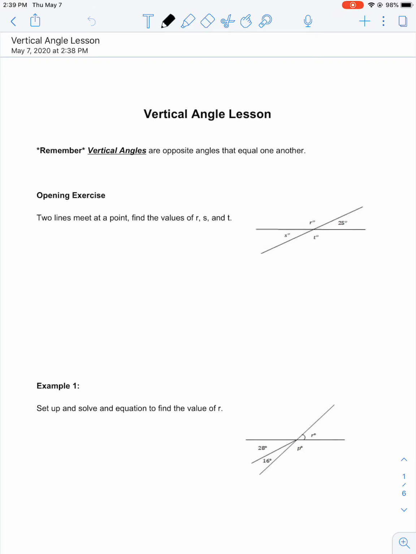This is our vertical angle lesson. Remember, vertical angles are opposite angles that equal one another. Two lines meet at a point. Find the values of R, S, and T. Remember, these are vertical angles.